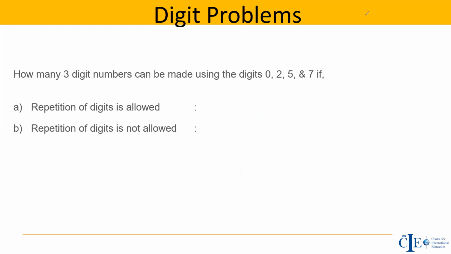So the only trick that you have in the digit-based questions is the 0 part. When 0 is involved, you don't have to use it in this case.